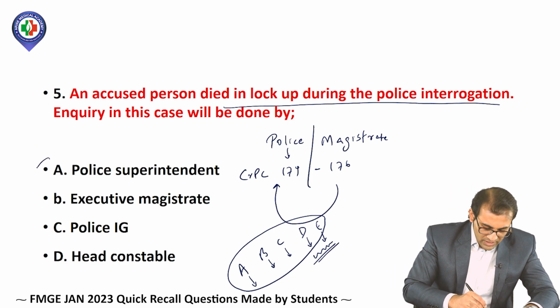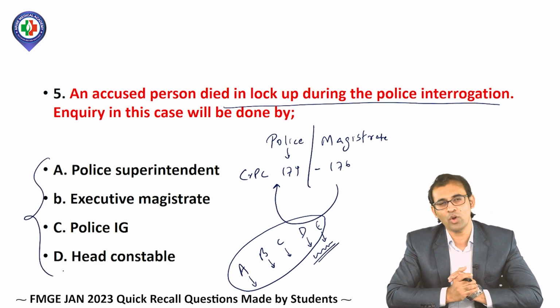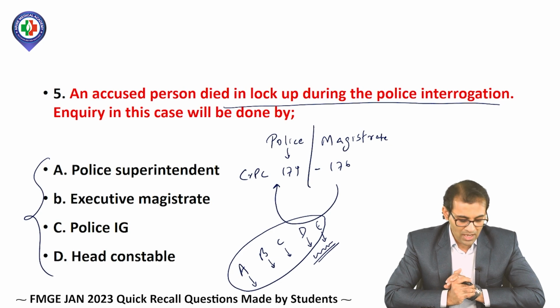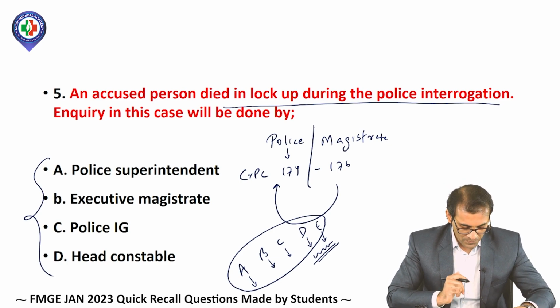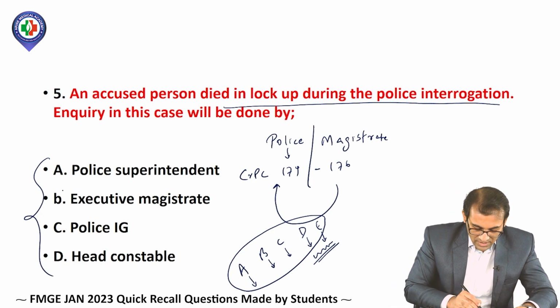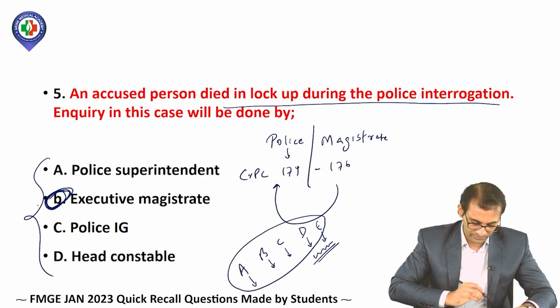But out of these four options, there is only one option related to magistrate, right? Apart from that, there is police superintendent, right? Police IG, head constable. But option number B, this is related to executive magistrate. So answer should be B only.